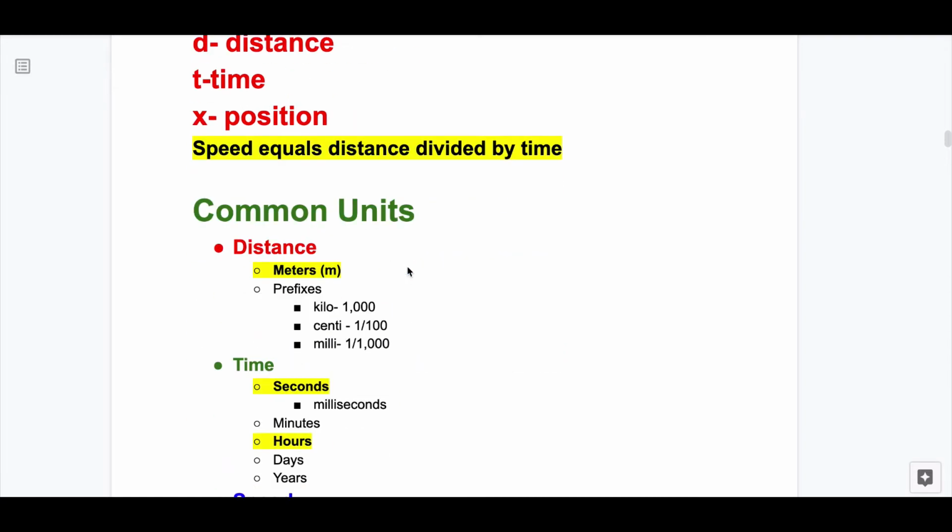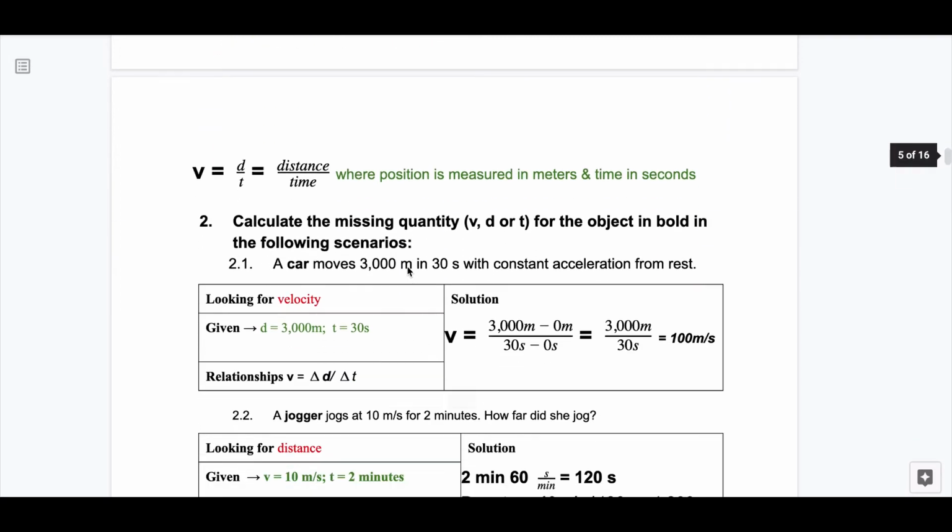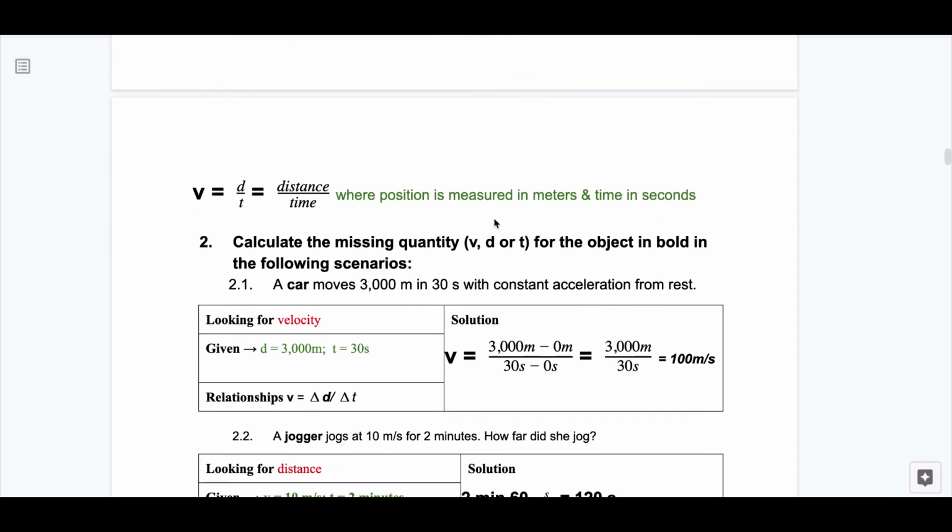Let's look at some common units. We've gone over these, but meters for distance, and there are our prefixes. Kilometer and meter are going to be the most commonly used, although there's the centimeter, which is 1/100th of a meter, and the millimeter, which is 1/1000th. Time will generally use seconds, but milliseconds, minutes, hours, days are other ways to measure it. Speed and velocity will usually be measured in meters per second. You'll sometimes see that as kilometers per hour. So speed is distance over time, where position is measured in meters and time in seconds.